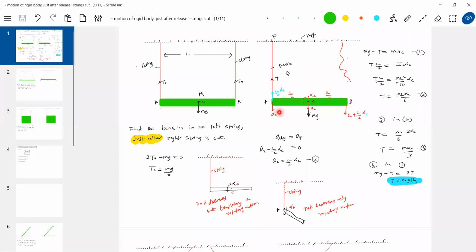Therefore, you'll get the answer correct, but conceptually wrong. So what went wrong? The string you made extensible, but it's inextensible. If you want to try it, let the rod rotate about point A and you do the problem, you'll get the answer. Okay, you'll get a rank, everything fine. But you killed the basic physics.